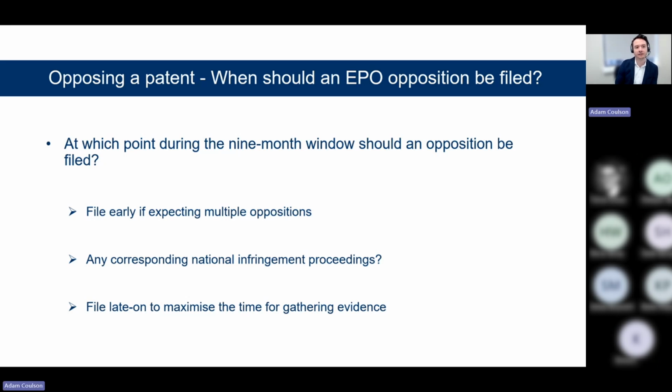The time required for gathering evidence should not be underestimated. If you have only become aware of a relevant granted patent after it is granted, then you may have little choice but to file the opposition toward the end of the opposition period, so you have plenty of time to gather evidence and carry out any necessary experiments for supporting test data.